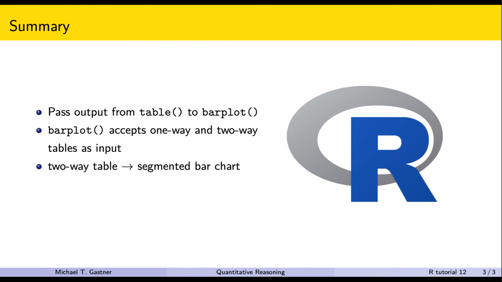If the input is a two-way table, the bars are segmented. If we add the argument beside equals TRUE to a segmented bar chart, the result is a side-by-side bar chart. Bar charts are an excellent general-purpose method to summarize counts of categorical data such as passenger class or survival. Next time we learn how to summarize quantitative data.